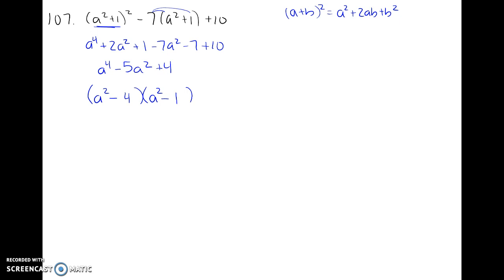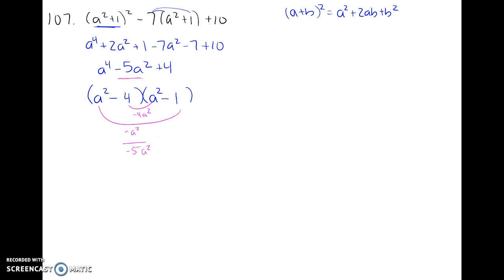You can do a quick check if you want. You can make the smiley face. So I'll do that. I'll do it in pink. So that gives me a negative 4a squared. This gives me a negative a squared. Negative 4 plus negative 1 is negative 5. So a squared. So that worked. It gave me the same thing right there.